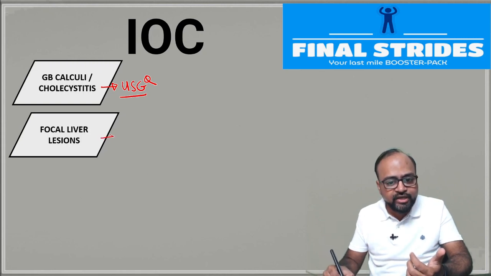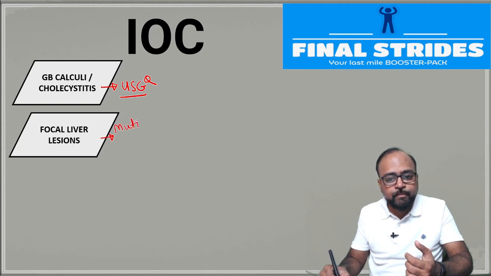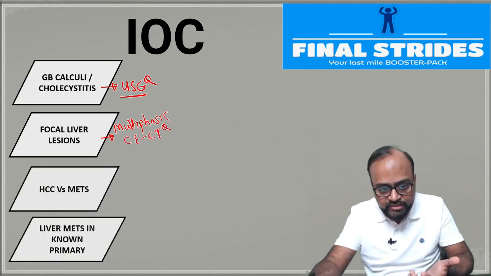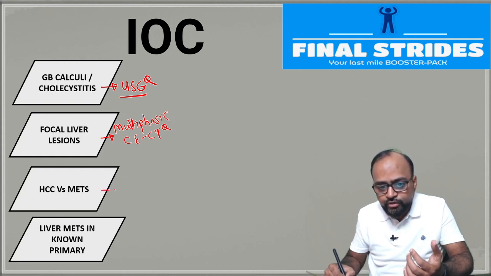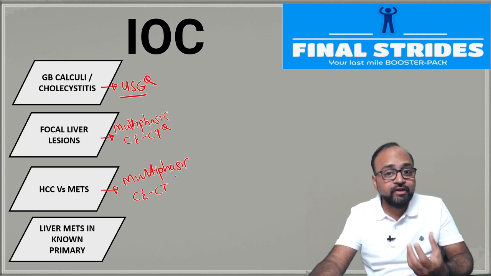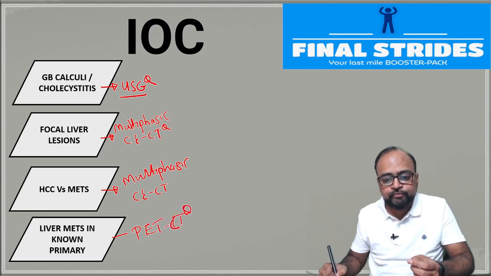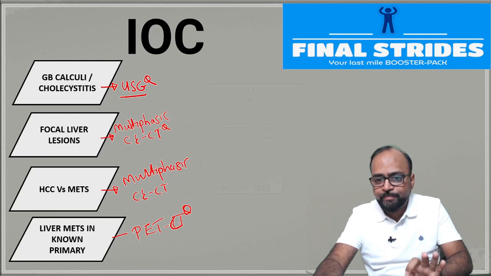For focal liver lesion characterization, though they can be detected on USG, the best investigation is a multiphasic CECT or a triphasic CECT. To distinguish between hepatocellular carcinoma or METS is again multiphasic CECT, right? In order to detect liver mets in a known primary, it is usually PET CT. So distant metastasis or liver metastasis in a known primary, it is usually PET scan or PET CT.